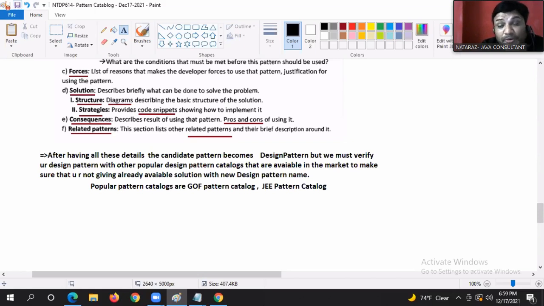Similarly, the Gang of Four people also gave three categories of design patterns: creational patterns, behavioral patterns, structural patterns. J2EE people also gave three categories: presentation tier patterns, business tier patterns, integration tier patterns. Why they have given like this, I will speak later. I think you understood the menu example.